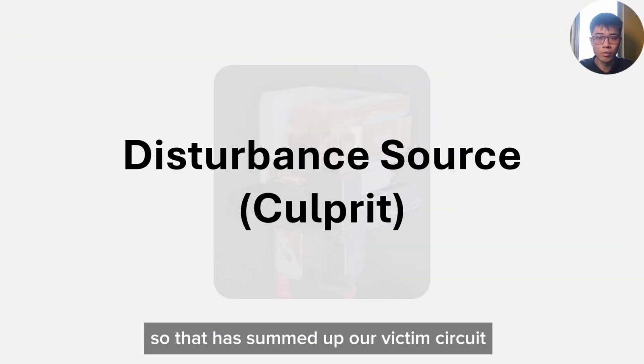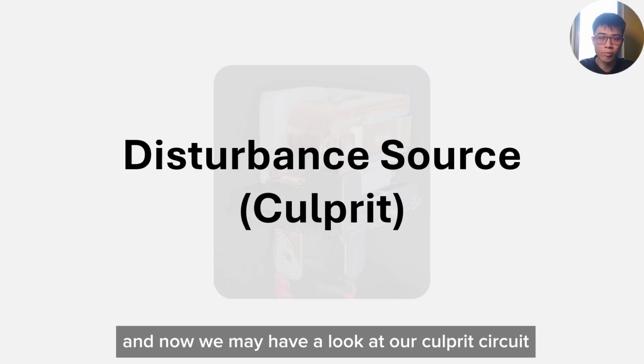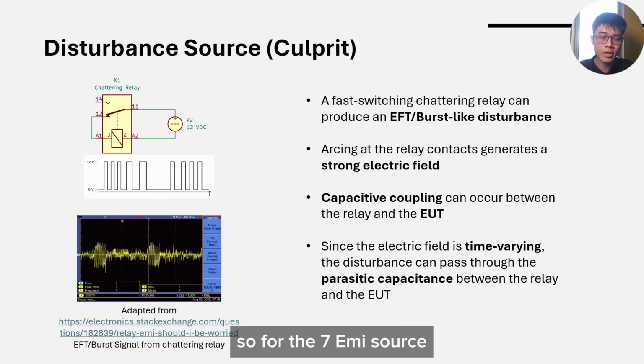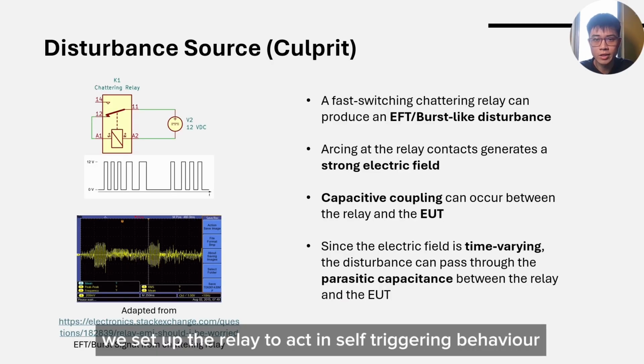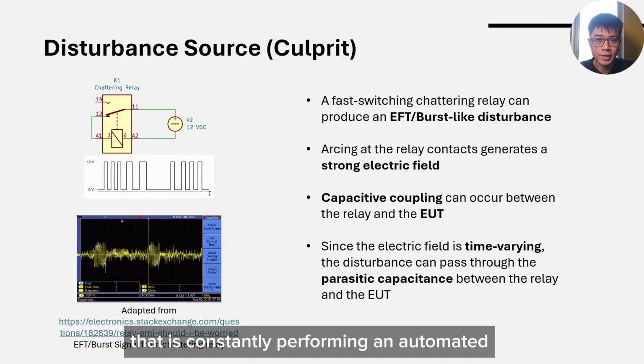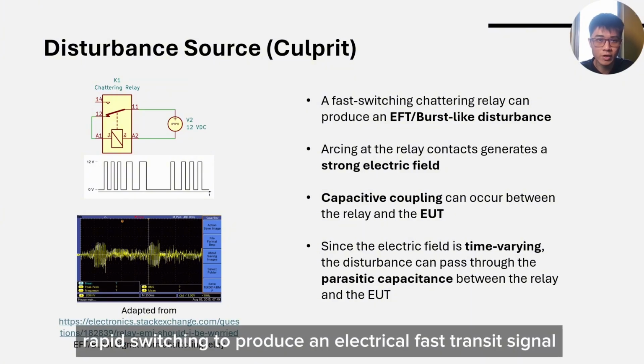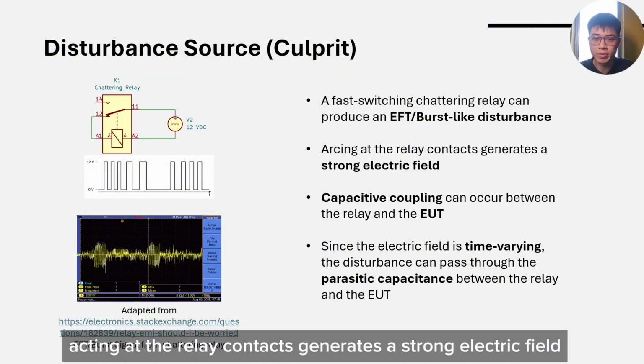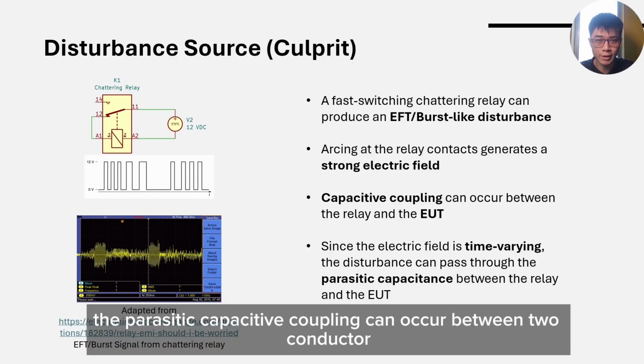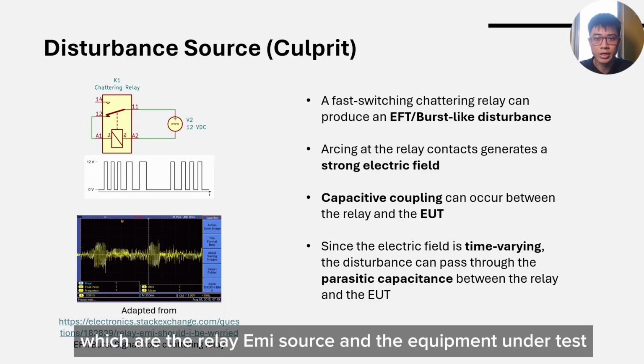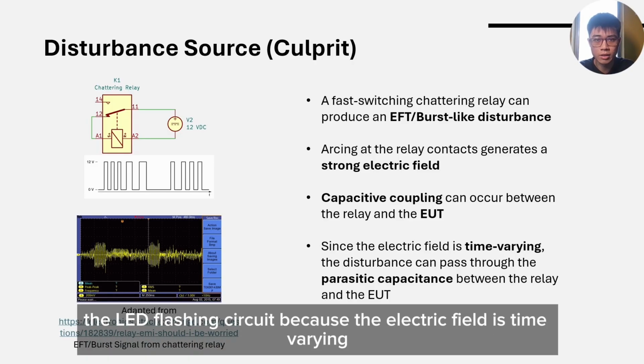So that sums up our victim circuit, and now we may have a look at our culprit circuit, the disturbance source. For the disturbance EMI source, we set up the relay to act in a self-chattering behavior, constantly performing automated rapid switching to produce an electrical fast transient signal. The relay's action generates a strong electric field. After that, parasitic capacitance coupling can occur between two conductors, which are the relay EMI source and the equipment under test, the LED flasher circuit.